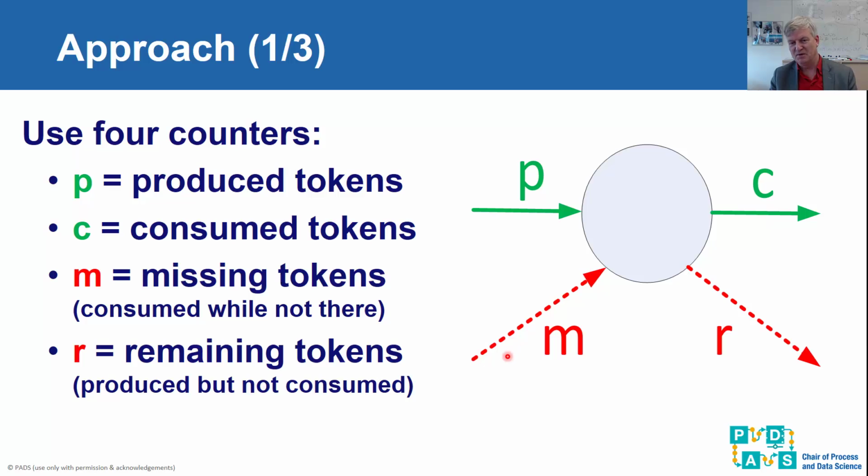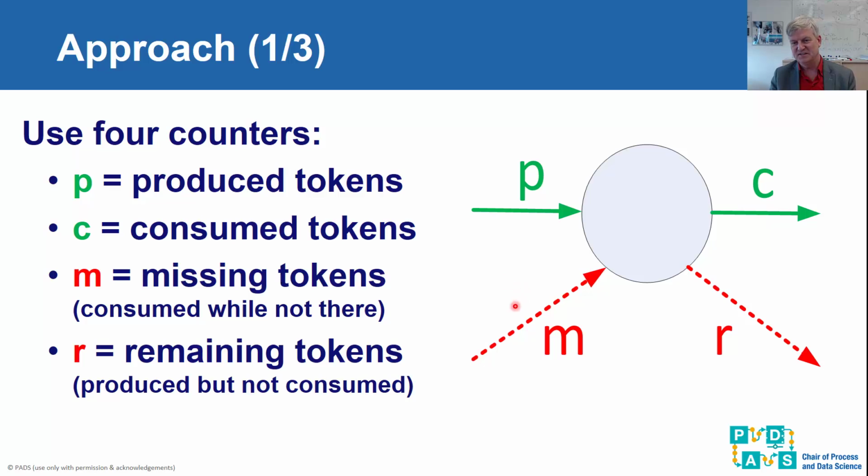If there is a problem, then the problem is that we would like to consume something, but the token is not there, and then we need to add missing tokens. So these tokens were not produced, but we had to add them. And we have R, and R are the tokens that remain after we have completed the entire trace. So these are the things that were produced, but that were never actually consumed.